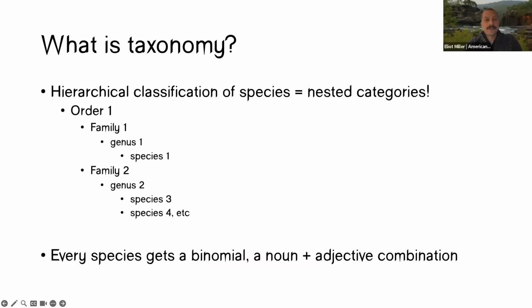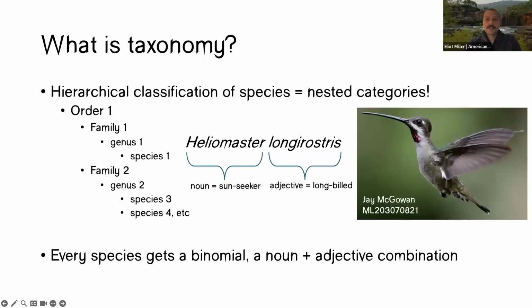called a binomial, a genus-species combination. So for example, take Heliomaster longirostris, the long-billed sunseeker. Remember, scientific names are in Latin, so you've got the adjective after the noun, like Spanish or Portuguese. And these are what you'll often hear referred to as a species scientific name.